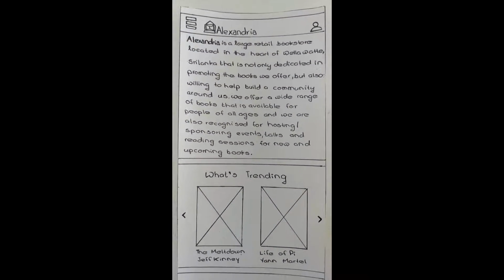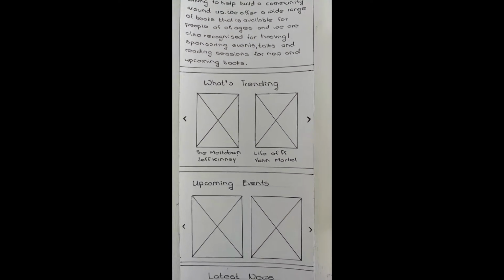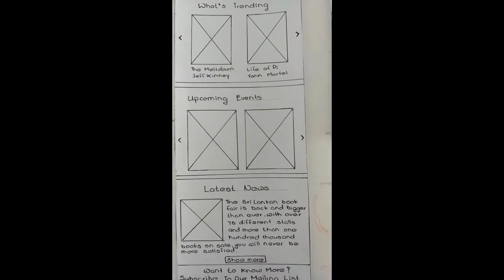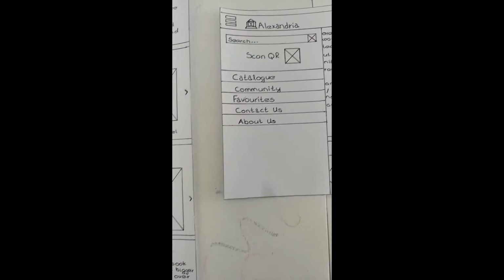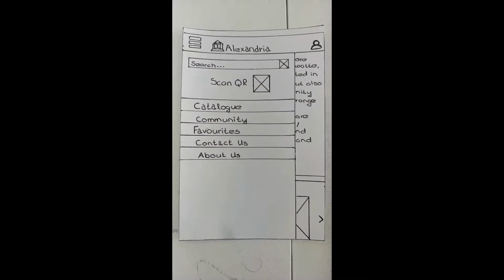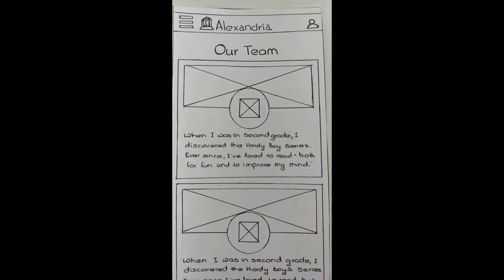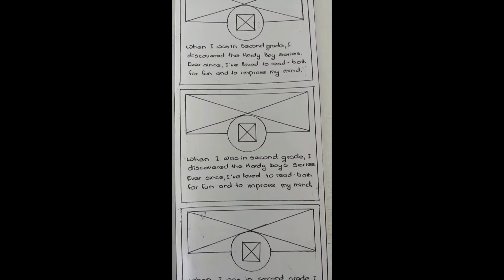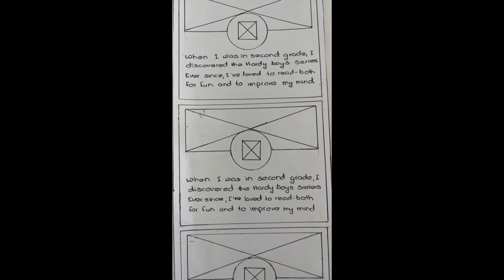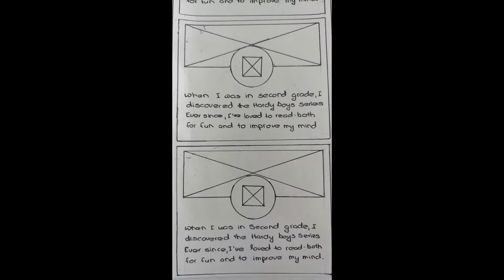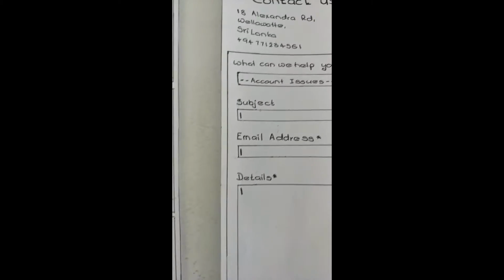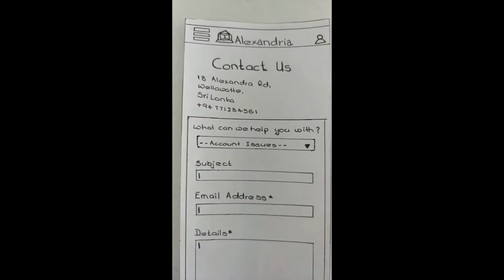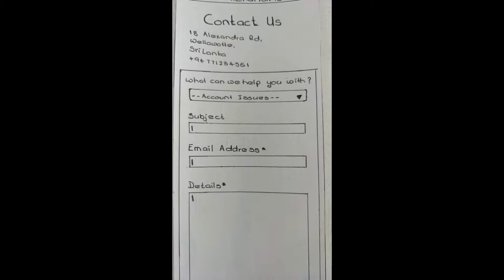The home page has a description of the website, a slider with trending books, a slider with upcoming events, latest news, and a subscription form for the mailing list. The side menu has a search bar and other menu items for the user. The About Us page has a list of all the team members of the website. The Contact Us page can be used to contact the site administration for any issues.